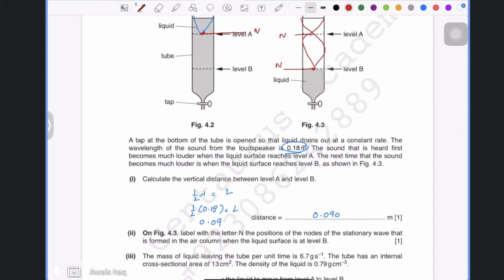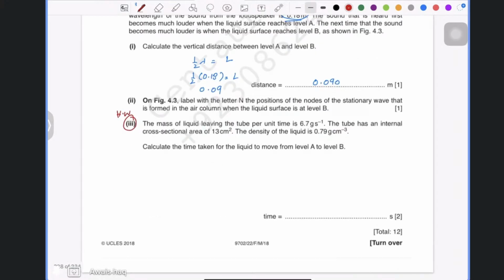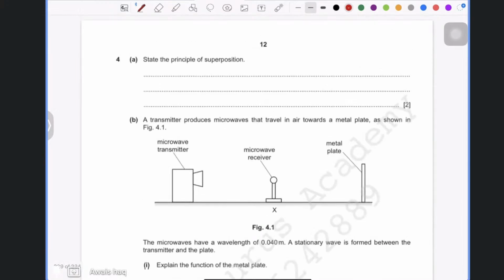Then it says the mass of the liquid leaving. Okay, this is just the speed question, so you can do this on your own. This is simple. So then the reflection one comes.